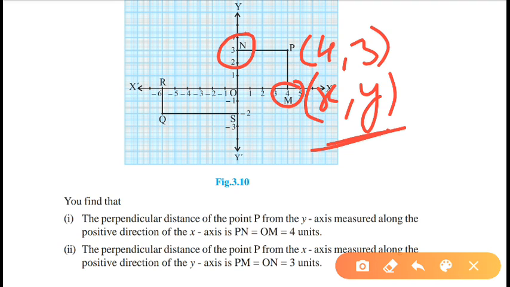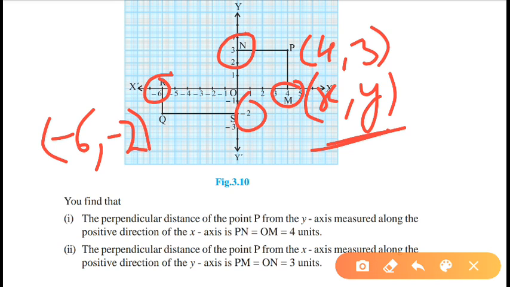Similarly, you can find the coordinate of Q. On the x-axis you can find it is -6, and on the y-axis you can find it is -2. So you can write -2. Okay, so this is the coordinate of point Q.